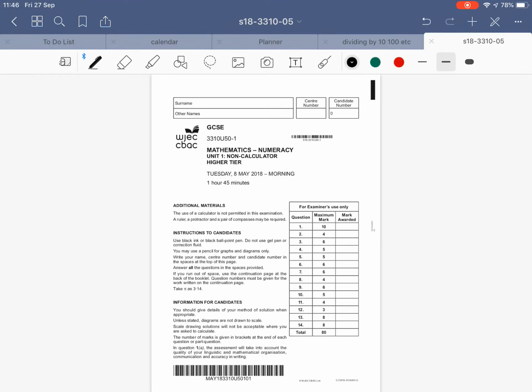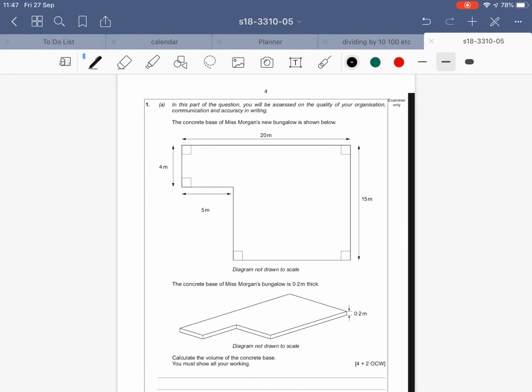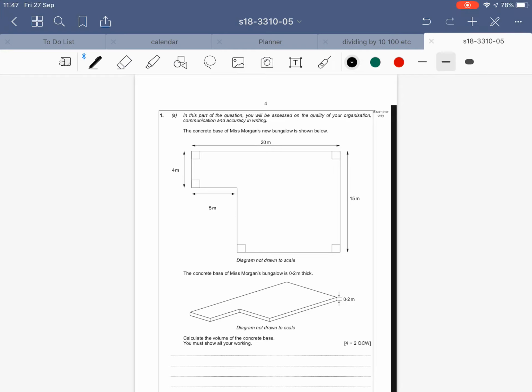Okay, this is the Maths Numeracy Unit 1 Non-Calculator Higher Tier, May 2018 answers. Question 1. So this is an OCW question, so don't forget your OCW, make sure it's all organised, so it's not all over the place.